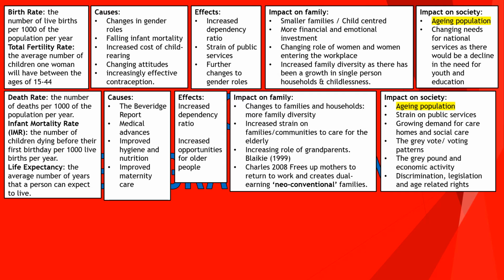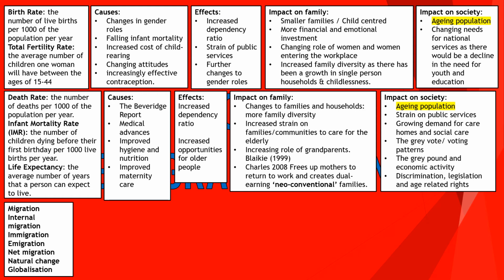Again, on the impact on society, birth rate decline and death rate decline contribute together to an aging population. Strain on public services, again, is because of more older people. Older people take up 40% of the NHS budget currently. Demand for care homes and social care services will be more significant. We also have the grey vote and the grey pound, and obviously the economic spending patterns, the voting patterns and the consumption patterns of older generations will have a big impact on society. We also might see a change politically in terms of discrimination legislation becoming more vigilant as we have an older population. And then lastly, we have migration.